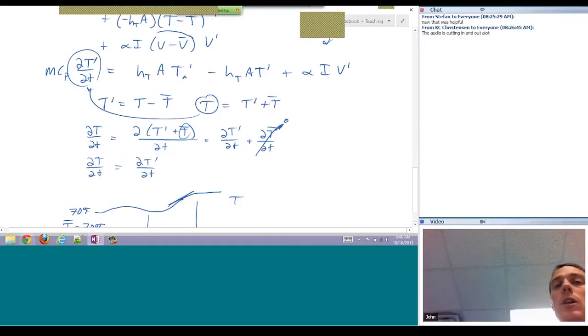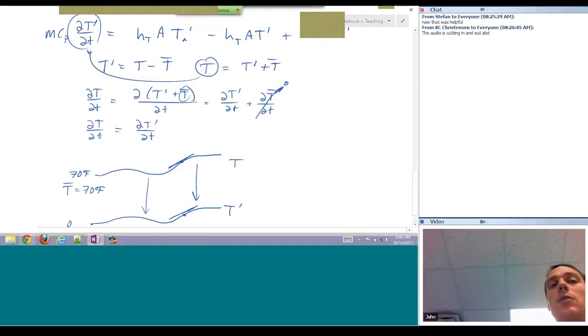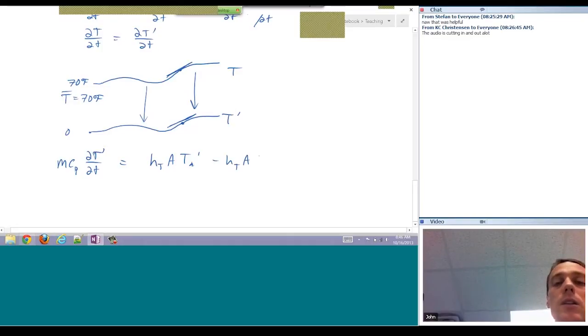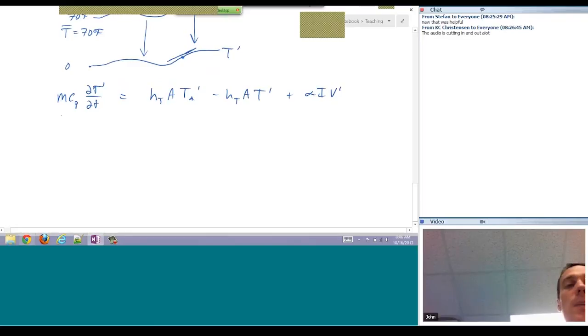Okay, good. Now that we have this, let's go ahead and take the Laplace transform of it and then get our transfer functions. I'm just going to write that one more time down here: equals hA T ambient prime minus hA T prime plus alpha I V prime. So I'm going to take the Laplace transform of this expression. Let me just start with the left-hand side.